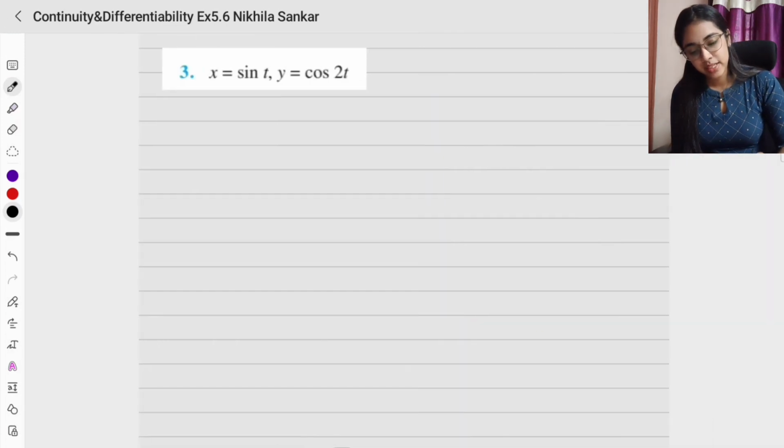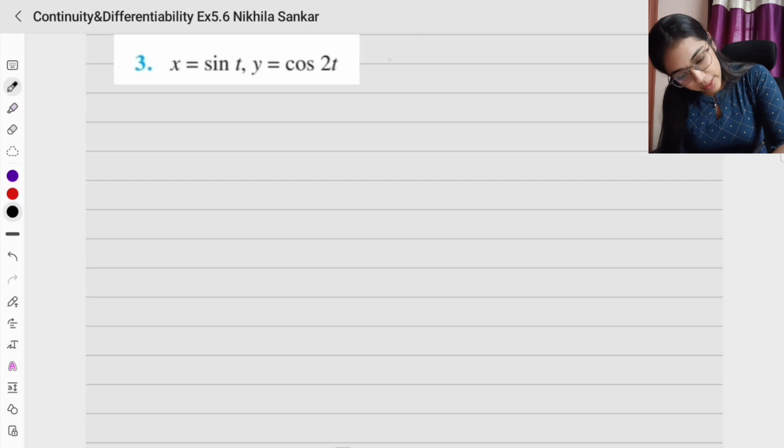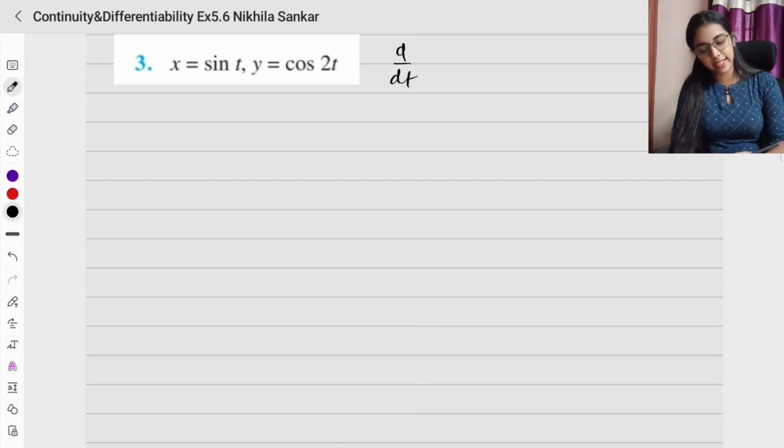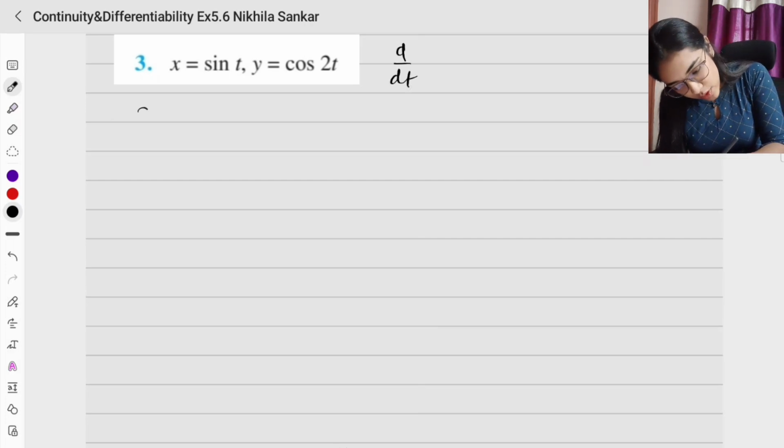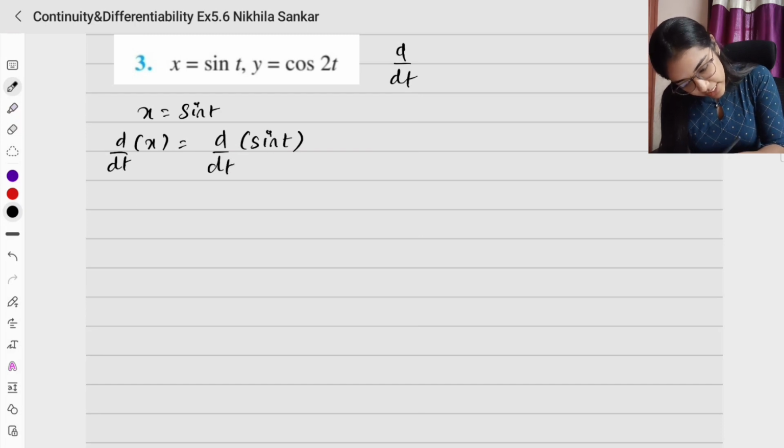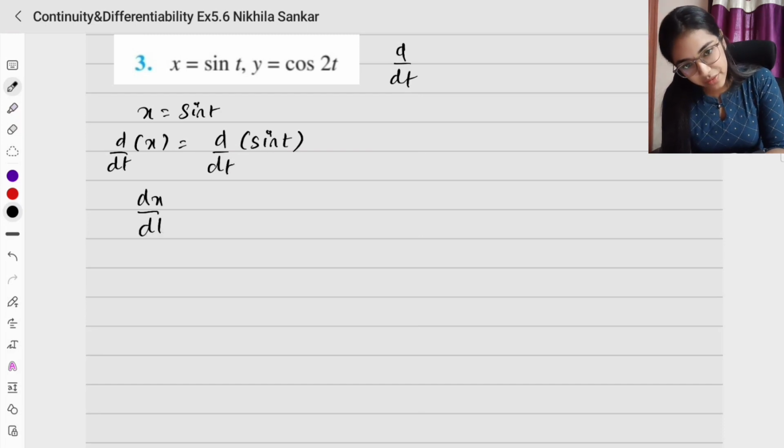Third question. The parameter here is t. So my variable of differentiation is going to be d by dt. Okay, so x is equal to sin t, d by dt of x equals d by dt of sin t. In that dx by dt, the variable is t, so x cannot be differentiated further. d by dt of sin t is going to be cos t. So this is my dx by dt.